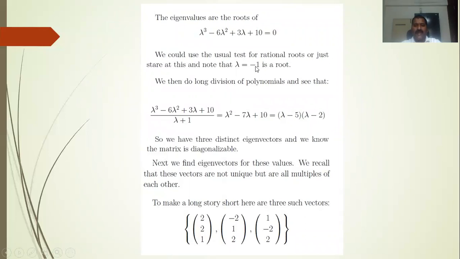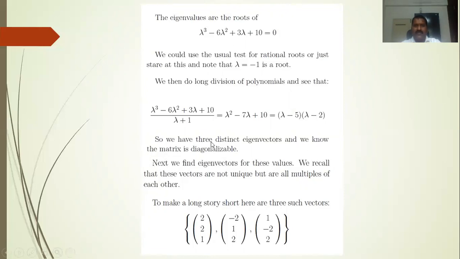Its roots are minus 1, minus 1, 5, and 2. Look, all of them are distinct, so the eigenvectors will be orthogonal, right? So you find the corresponding eigenvectors. That is, an eigenvector corresponding to lambda equal to minus 1, an eigenvector corresponding to lambda equal to 5, and an eigenvector corresponding to lambda equal to 2. Right, we know the process. We have dedicated a couple of classes for that.